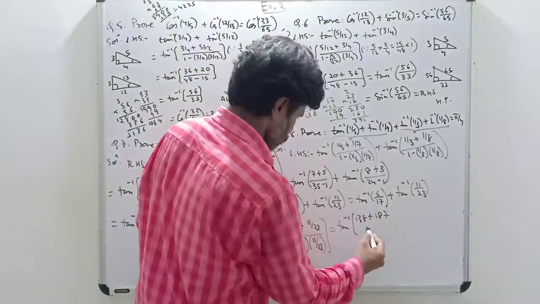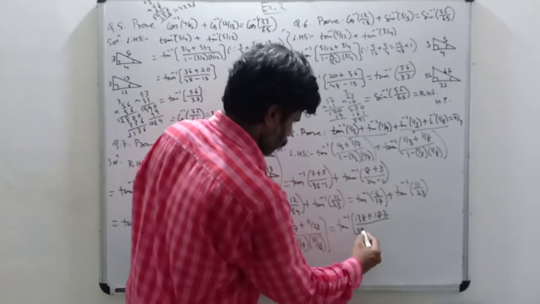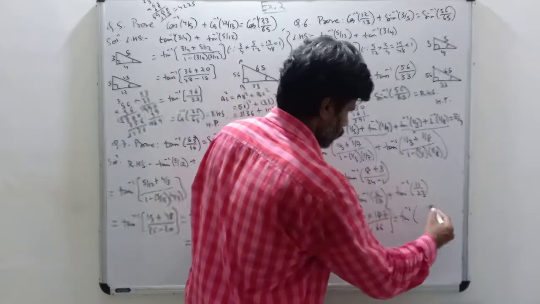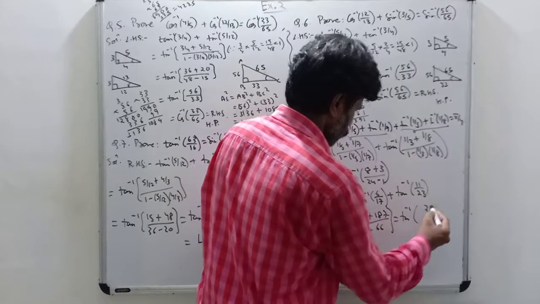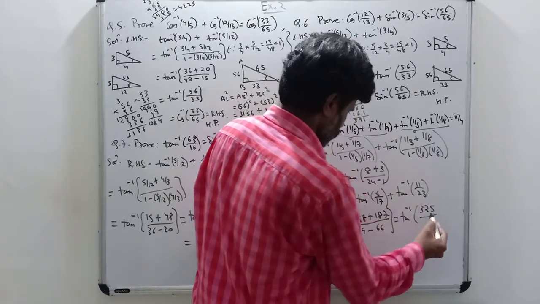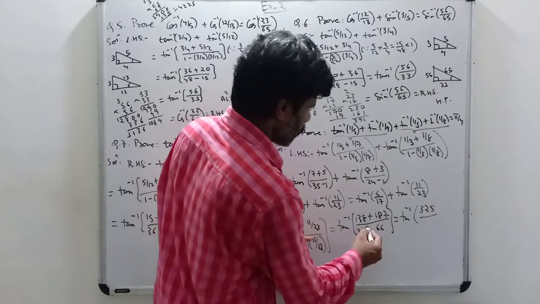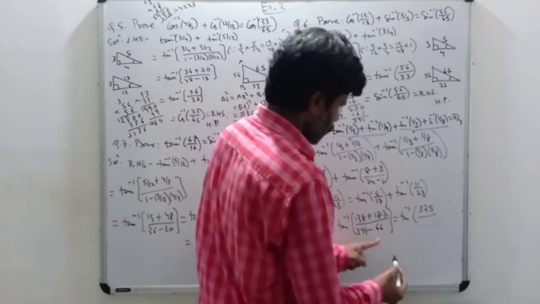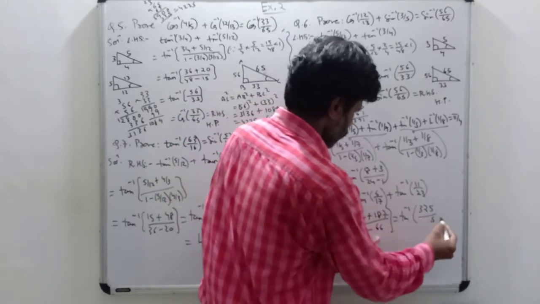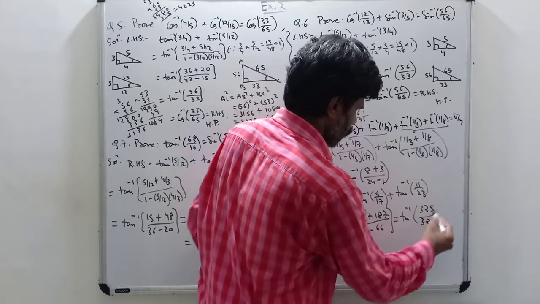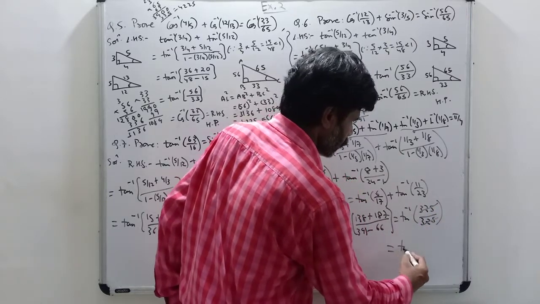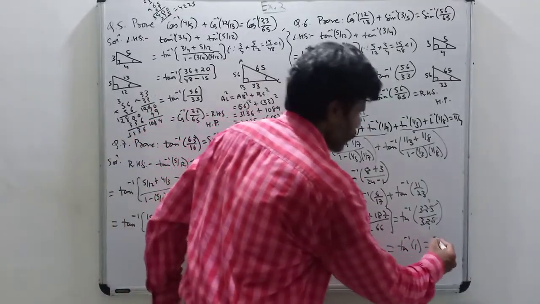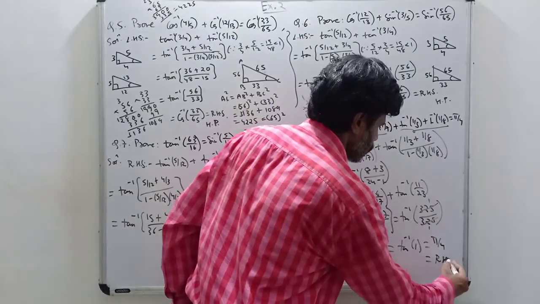Here we get 138 plus 187, which is 325, upon 391, this is 23 into 17, minus 66. So 391 minus 66 is 325. So this 325 will get cancelled and you are getting 1. Tan inverse of 1. What is tan inverse of 1? Tan inverse of 1 is nothing but pi by 4. That is equal to what? RHS. Hence proved.